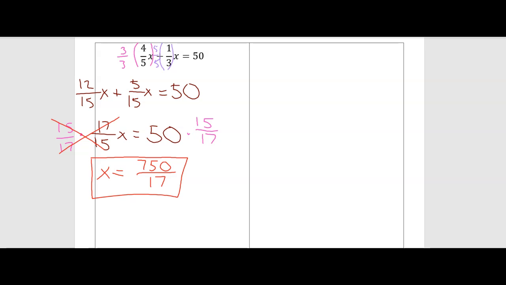If they did say to round, then you would have to look at what decimal place they want you to round to, etc. But because they don't, we're just going to leave it as the exact answer, which is our fraction. Okay, now we're going to write out our steps.